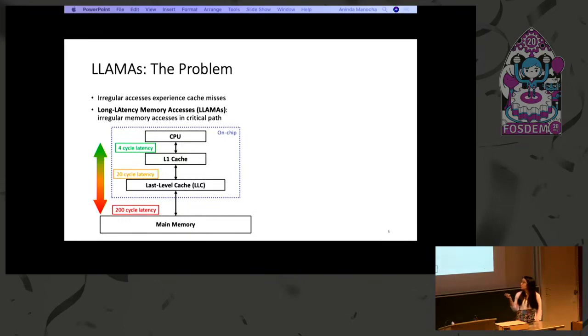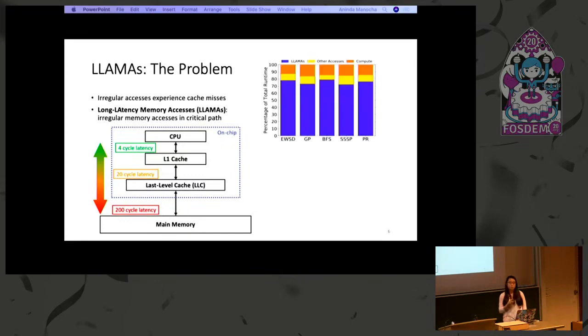And so to quantify why LAMAs are problematic, we look at 5 different graph and sparse applications and break down their runtimes into compute versus memory. All of the compute is highlighted by the orange bars, and the memory accesses are broken into the LAMAs versus our non-LAMAs in the yellow. And as you can see, the LAMAs are dominating the runtime for all of these applications.